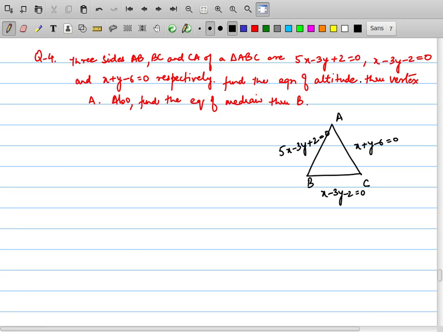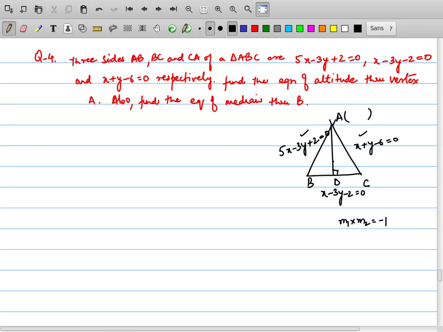We have to find the equation of the altitude through the vertex A. What is altitude? Altitude is the perpendicular. So this becomes quite easy because if we can find the coordinates of A, and what are the coordinates of A? Coordinates of A is the point of intersection of these two lines. If we can find A and we know the slope of BC, from the slope of BC we can find the slope of, let's say, this altitude AD by using m1 into m2 equals minus 1.